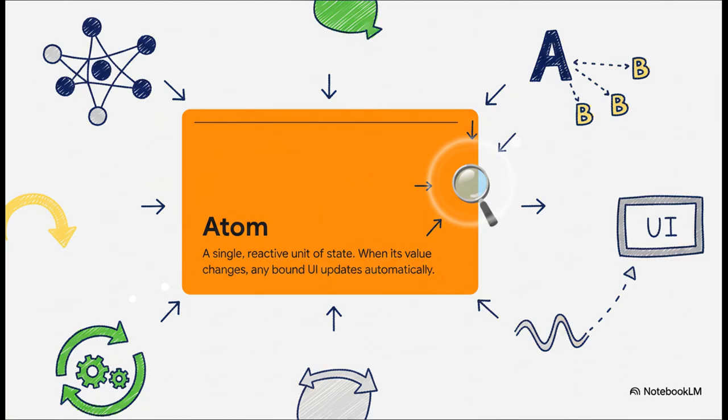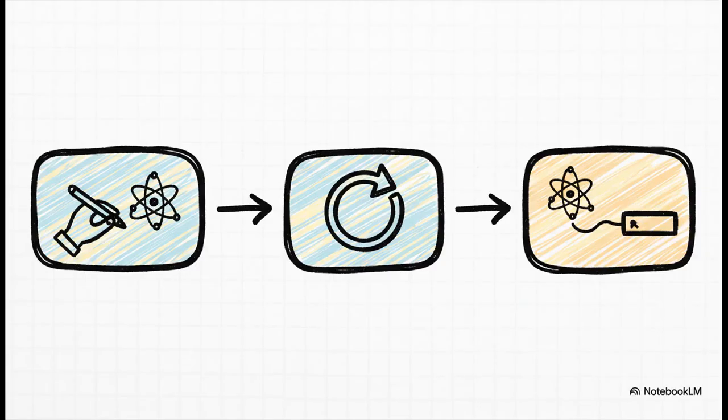It all happens automatically. And let's look at some code, because this is where it gets really clear. See how simple this is for a counter? First, you use page.state.atom to create the state itself, and you give it a starting value. Then, you bind it to a UI element like a text control. And finally, when you want to change it, you just set a new value. That's it. The UI takes care of itself.